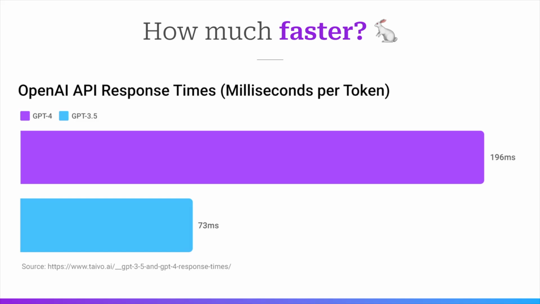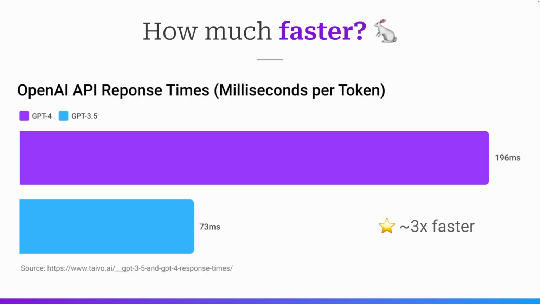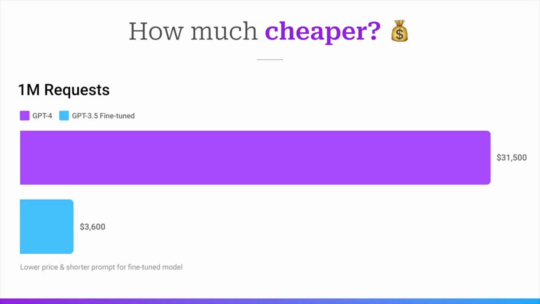How much faster is it really? Well, if you take GPT-4 and its response time per token, it's about 196 milliseconds, give or take, from the OpenAI API. On the same API, GPT-3.5 is 73 milliseconds. That's 3 times faster. How much cheaper is it? Well, taking an example with GPT-4 versus GPT-3.5 fine-tuned, you can save 88.6%.